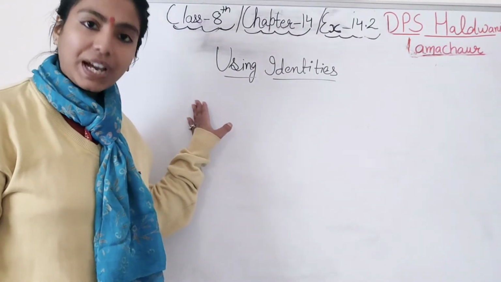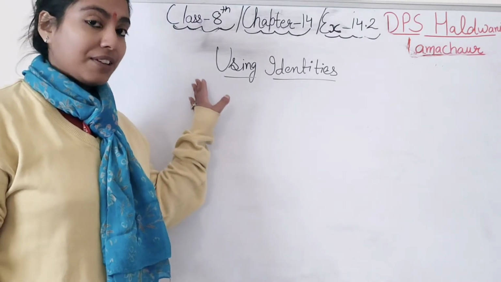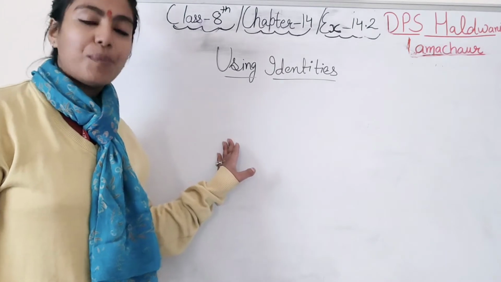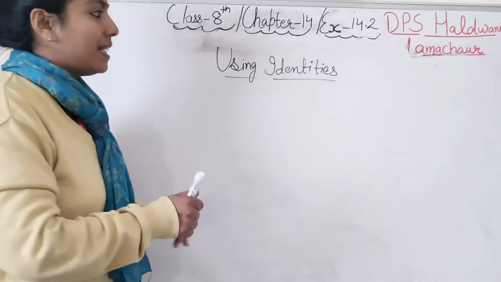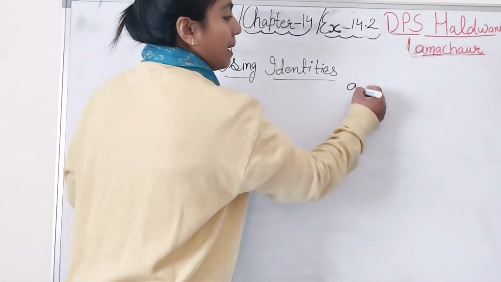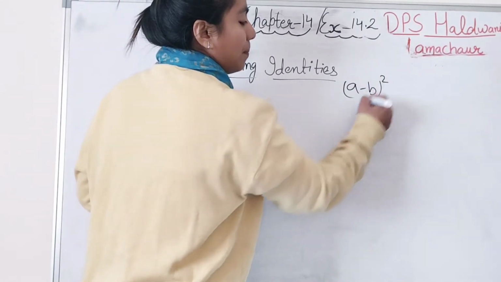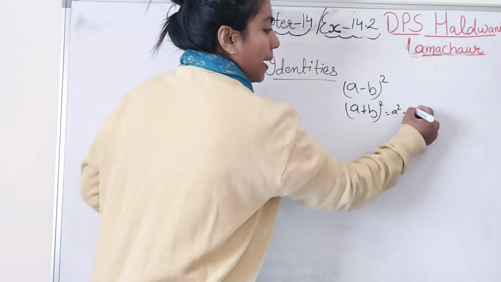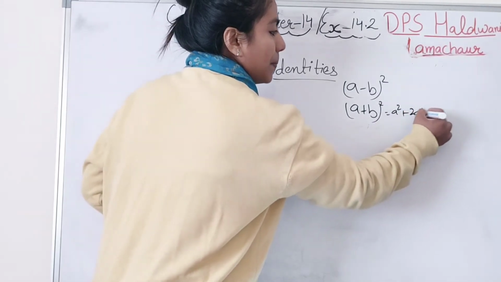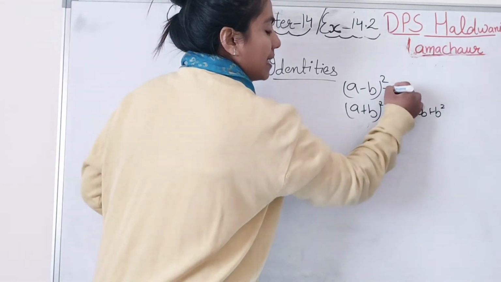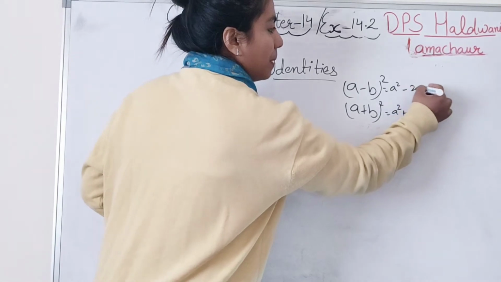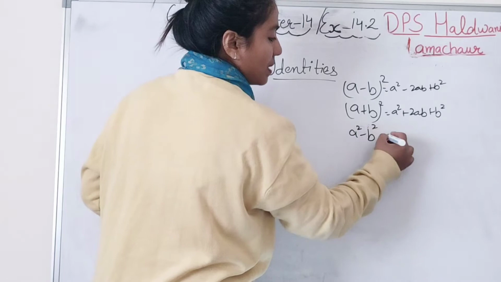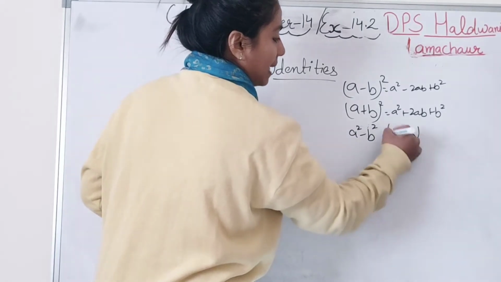You have to make the factors, and you have to see if an identity is forming. Then you can directly use the identity formula. What identities are there? Everyone knows (a minus b) whole square and (a plus b) whole square, that is a square plus 2ab plus b square, and a square minus 2ab plus b square. Or one more identity, a square minus b square is equal to (a minus b)(a plus b).